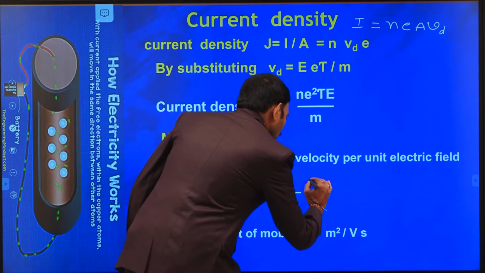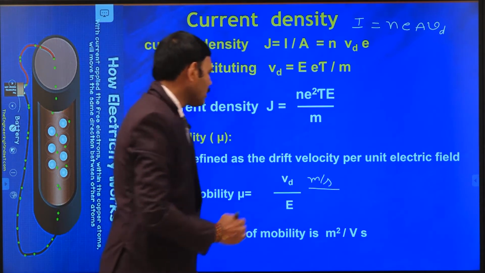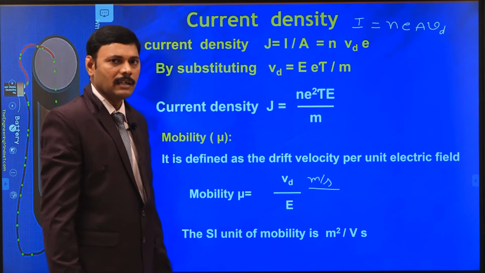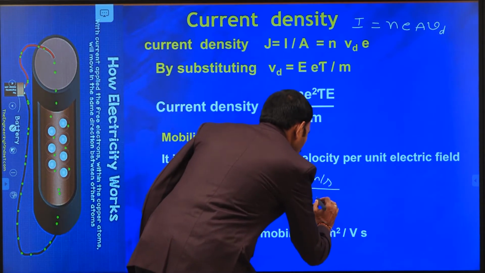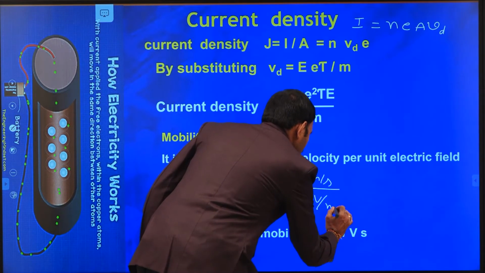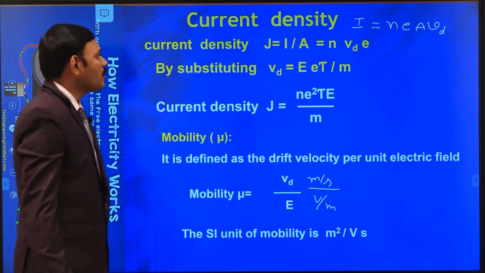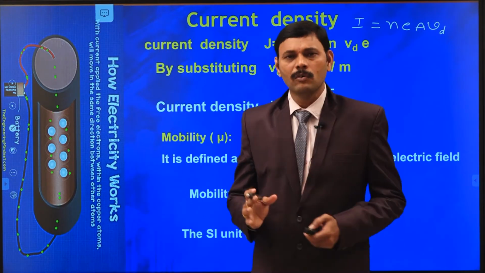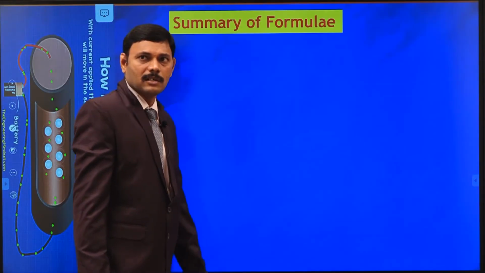Here the SI unit of velocity is meters per second, and for the SI unit of E, we know that in electrostatics V is equal to Ed and E is equal to V by d. V by d means volt per meter. Rearranging this equation, we get meter square per volt second as the SI unit of mobility. So we discussed the concepts. Now we recall the formulas and we go for numericals in this session, students.